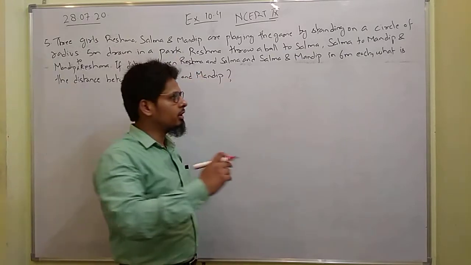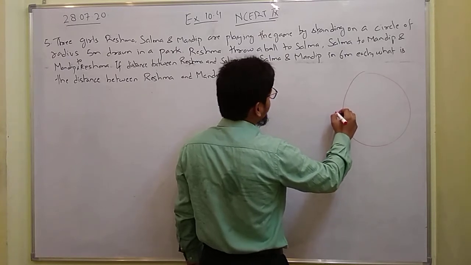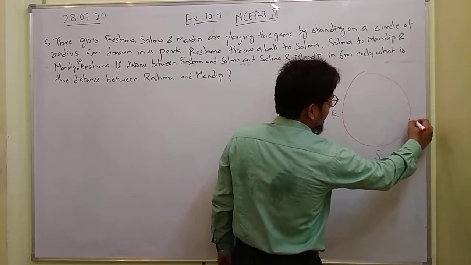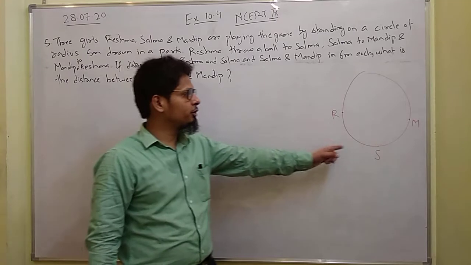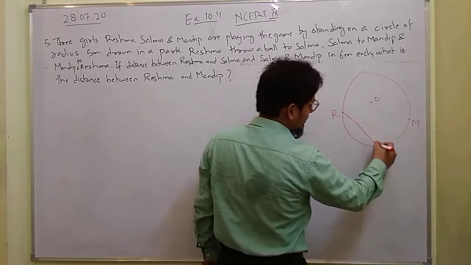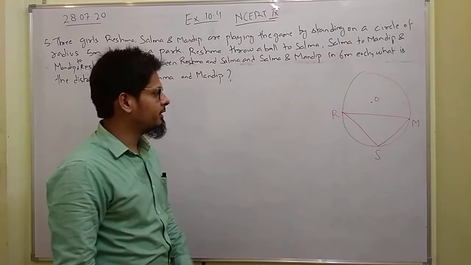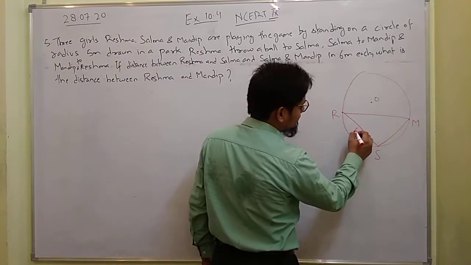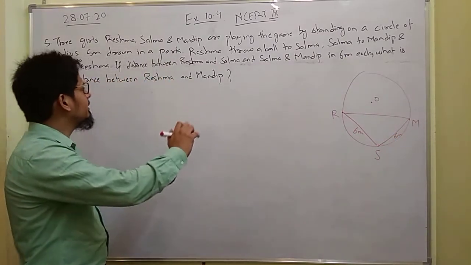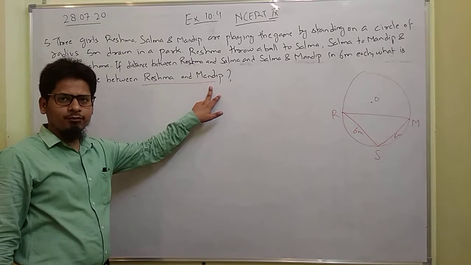So first we draw a circle. It is one circle, and the positions of Reshma, Salma and Mandeep respectively. These points represent the positions of Reshma, Salma and Mandeep. It is the center O, where I join this one. The question says the distance between Reshma and Salma is 6 meter. It is also 6 meter. It is given in the question. We have to find the distance between Reshma and Mandeep. What is the distance between Reshma and Mandeep? This is what we have to find out.